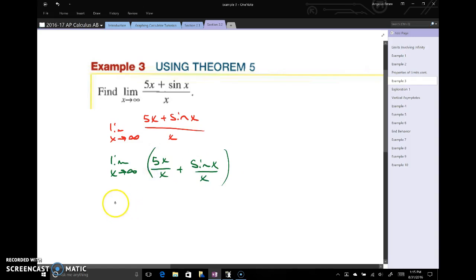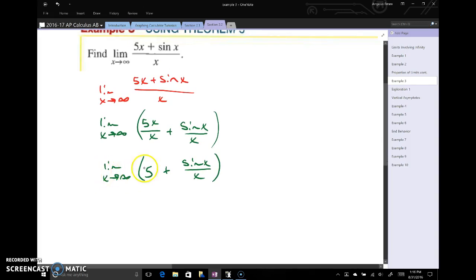And when we split it up into two terms like this, now we're going to be able to use properties of limits, because instead of using the quotient rule, we're using the addition property, and both limits exist, right? The limit as x approaches infinity of 5 is just 5, and this was a special limit that we just talked about on the last page, which ended up being 0. So here we have that it's equal to 5.